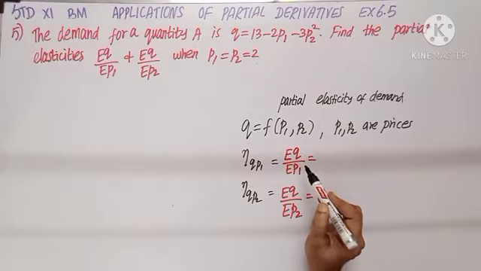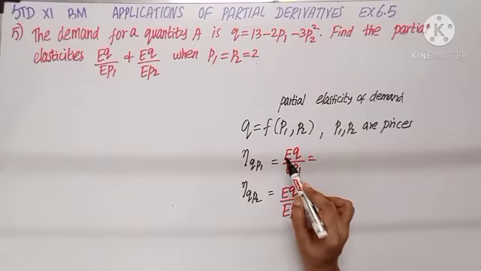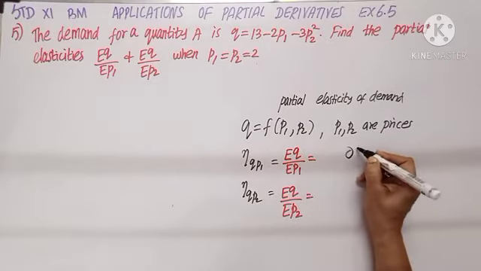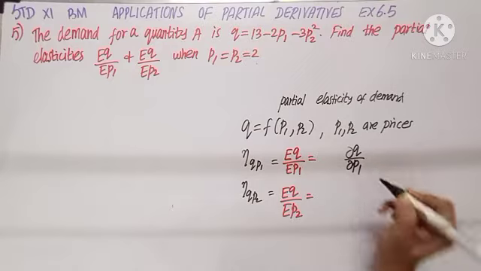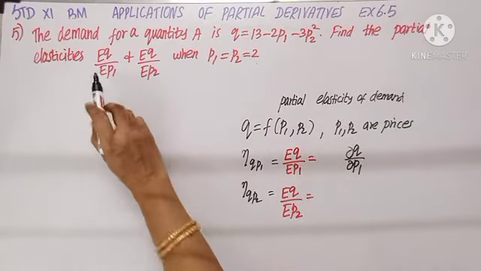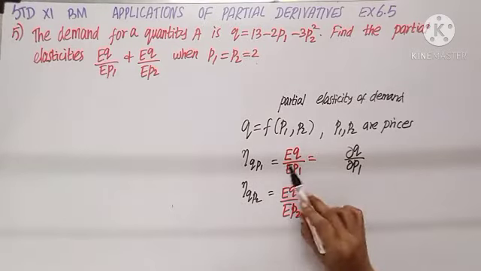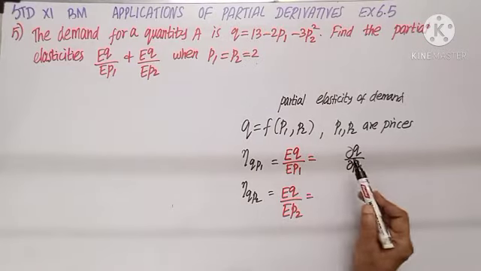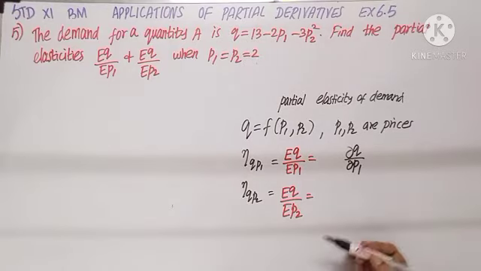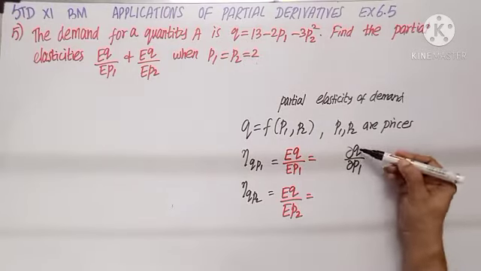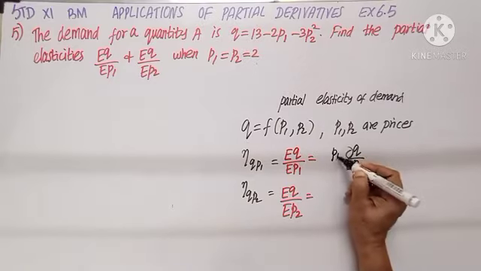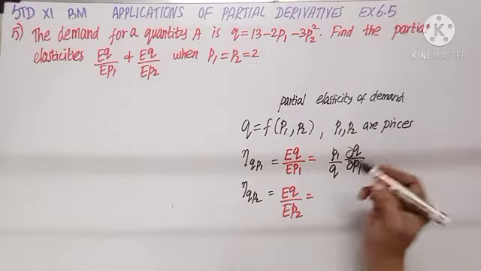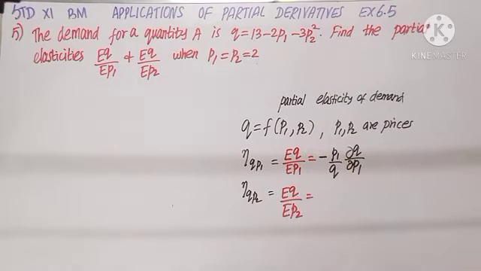How am I to remember this formula? When it is EQ by EP1, I will write down dou Q by dou P1. Remember how to write it. For EQ by EP1, let us write dou Q by dou P1 and reciprocate Q by P1. I will write P1 by Q. And whenever it is elasticity of demand, remember to put minus symbol.